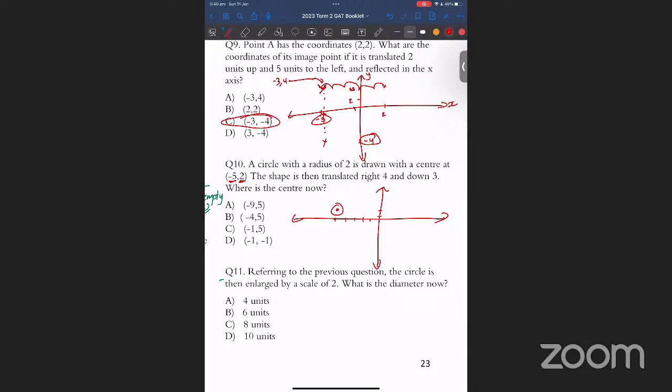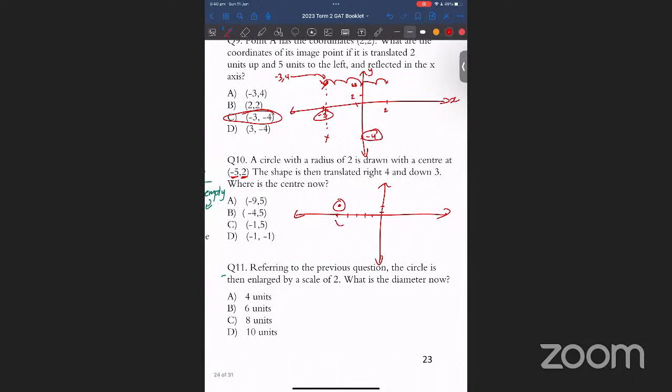Yeah. And then it goes right 4. So it goes 1, 2, 3, 4. So the circle's here now. And then it goes down 3. So it goes 1, 2, 3, and -1. You guys understand? So I'll draw this a bit better to visualize.